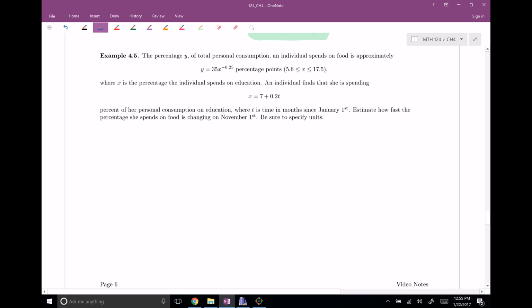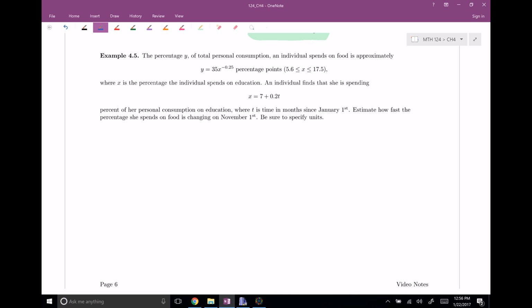And let's suppose in this case, an individual finds that she is spending x equals 7 plus 0.2t percent on her personal consumption on education, where t is the time in months after January 1st. Estimate how fast the percentage she spends on food is changing on November 1st. Be sure to specify units. So how much you're spending on education depends on time, and however much you're spending on education influences the percent that you're spending on food. So this is a more real-world example of how compositions can come up.